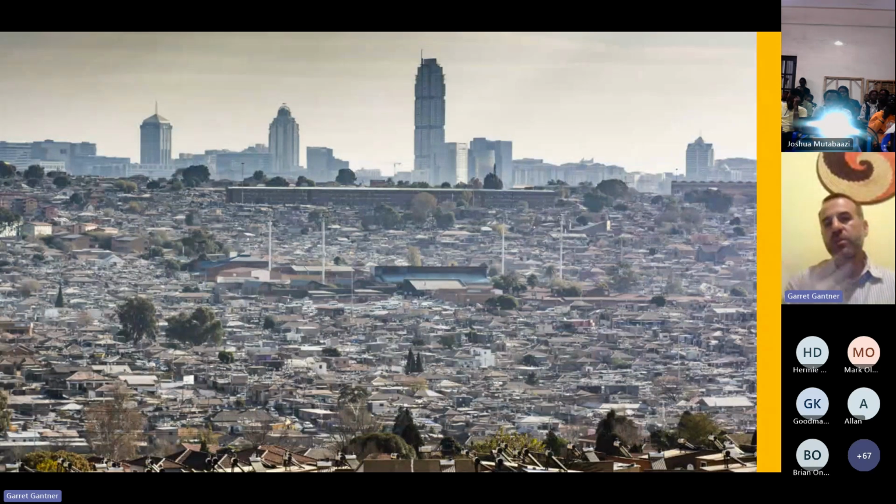I'm showing this image just as a contextual reference. What you see in the foreground are townships that are deeply impoverished, and what you see in the background is the most expensive real estate on the African continent, and they exist right in proximity to each other. So you have this very unique situation in which you have just about every possible context you can imagine anywhere in the world put together all in one place.